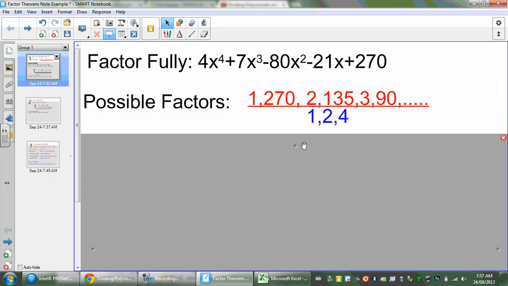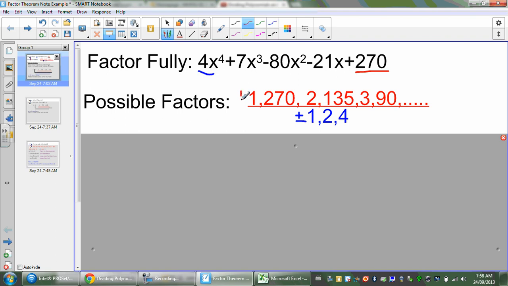So the question says factor fully the following expression. We've talked before, we basically need to look at all the possible factors. The factors are determined by taking the factors of this last number as possible numerators and the factors of the first number as possible denominators. So on top I've got 1 and 270, 2 and 135, 3 and 90, and of course we have plus or minus in both cases.